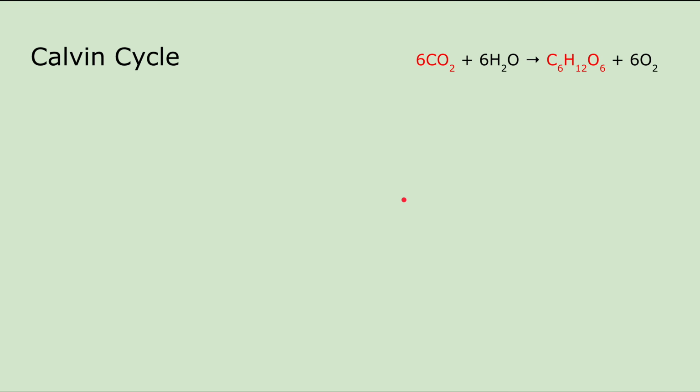Okay, so that's the light reactions, the second stage of photosynthesis. Now we talk about the Calvin cycle. I brought back our photosynthesis equation to show that we will not be using water and oxygen because we used that in the light reactions. Now we are going to use carbon dioxide and glucose.